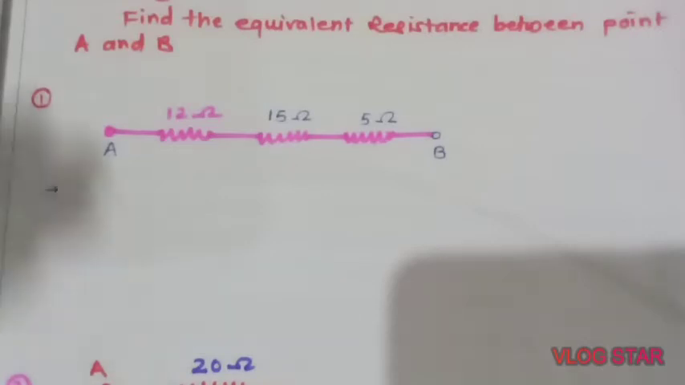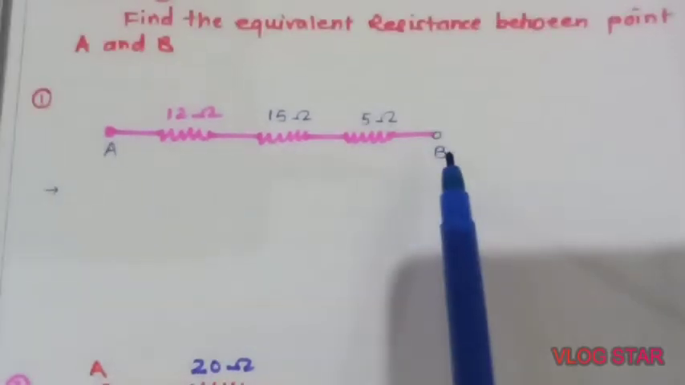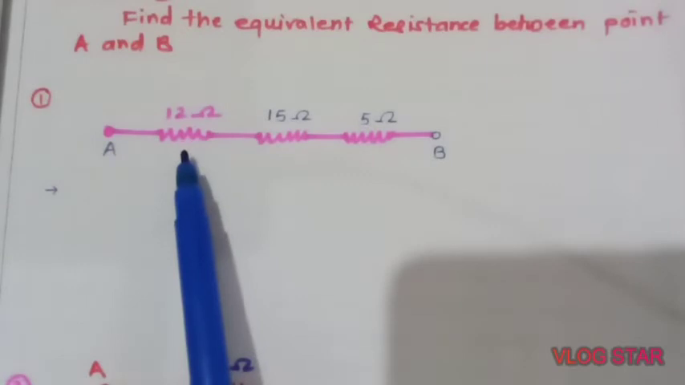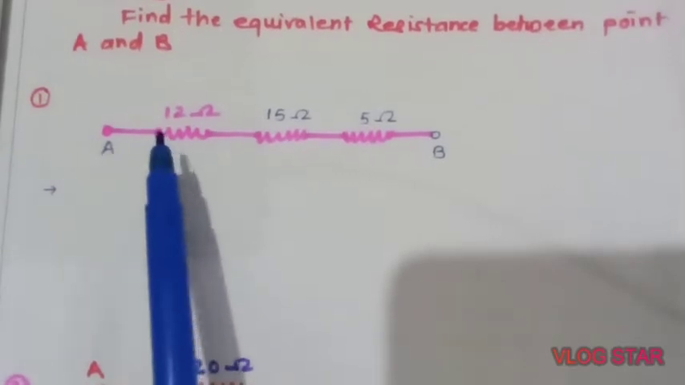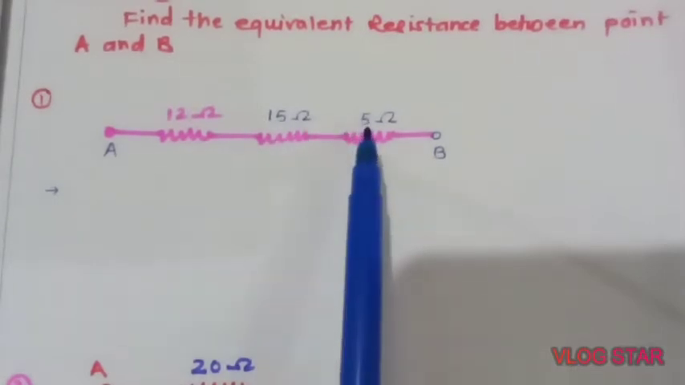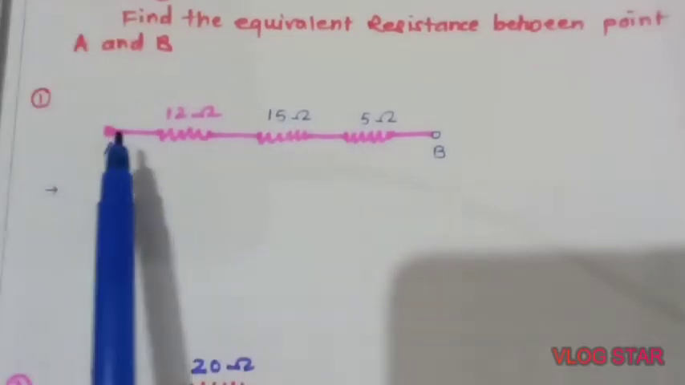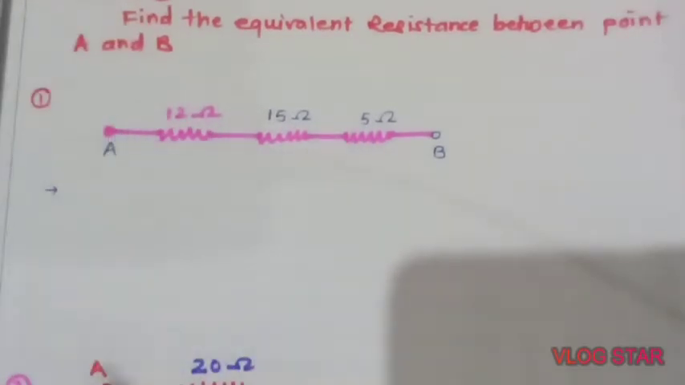I have a simple example over here where the resistors are connected in series. What you can observe here: the starting point is A and the end point is B. Now you have to decide how the resistors are connected. First, the resistances of 12 ohm, 15 ohm and 5 ohm, are they all connected in parallel or series? These are in series. So in a series calculation we know the formula.